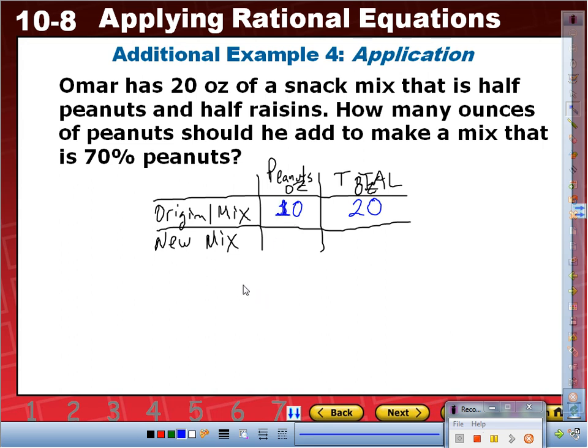Are we there so far? Okay. Now that we have our original, now we go to our new. Here, Omar wants to add peanuts to the new mix. Is that correct? So if on the original he already has 10 ounces, we're going to add more peanuts to that. Is that correct? Yes. So the total is going to be 20 ounces plus some more peanuts. Does that pretty much make sense?